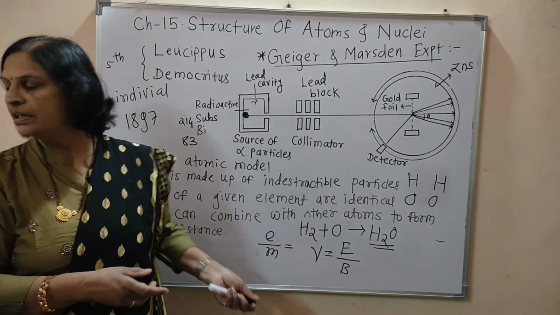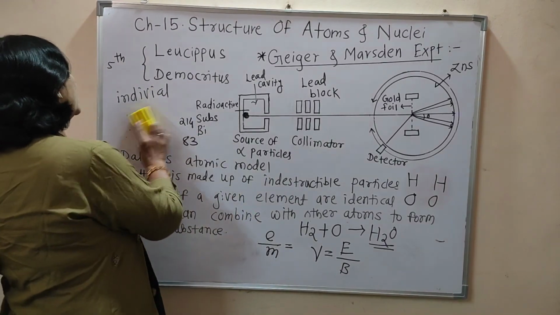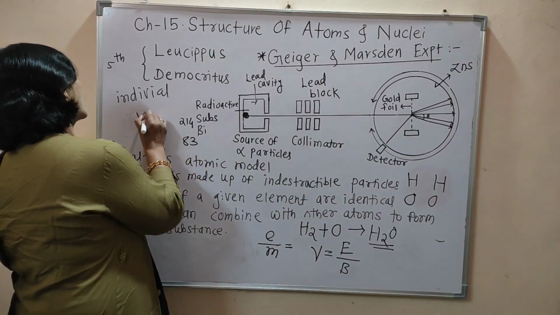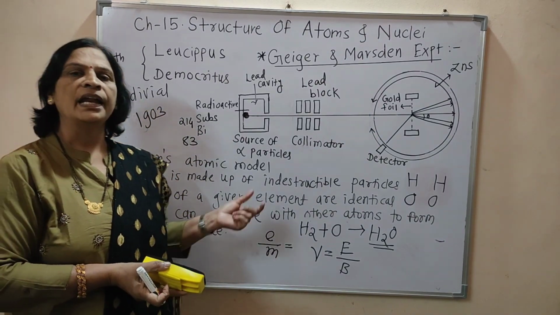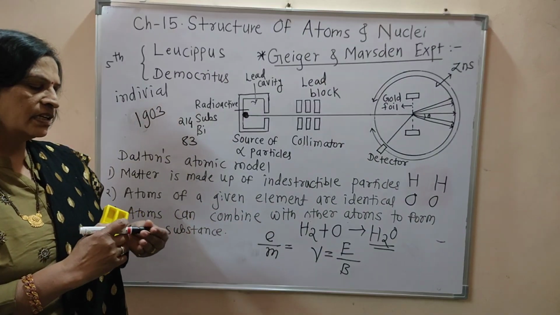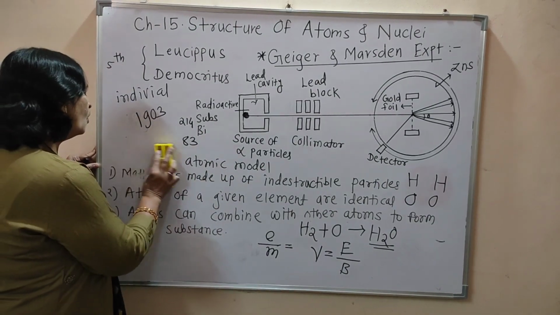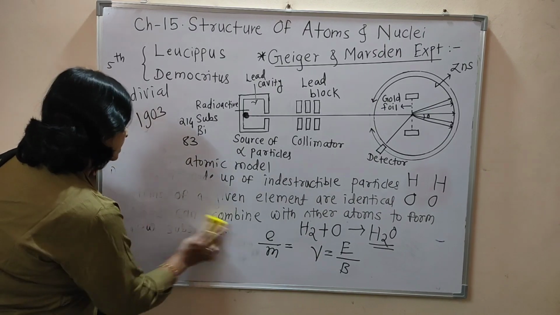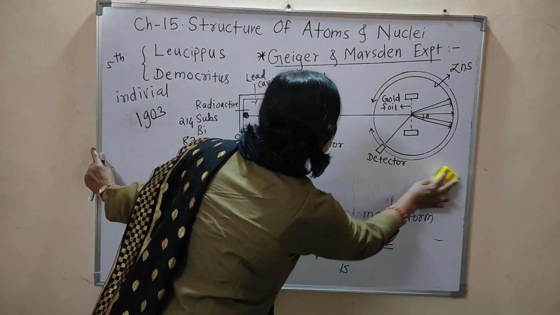Later on, in 1903, he proposed his model of an atom, and that model is called Sir J.J. Thomson's model of atom. Now we have to study that model.